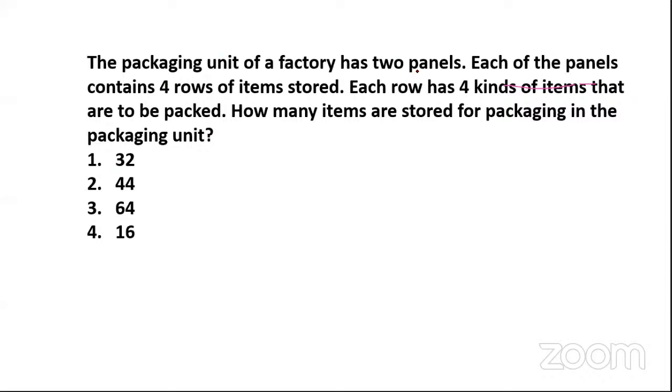The packaging unit of a factory has two panels. So each of the panel contains 4 rows of items stored. Each row has 4 kinds of items that are to be packed. How many items are stored for packaging in the packaging unit? So have a glance on the question. Try this question. Comment your answers in the chat. Let me see how many are getting the right answer.